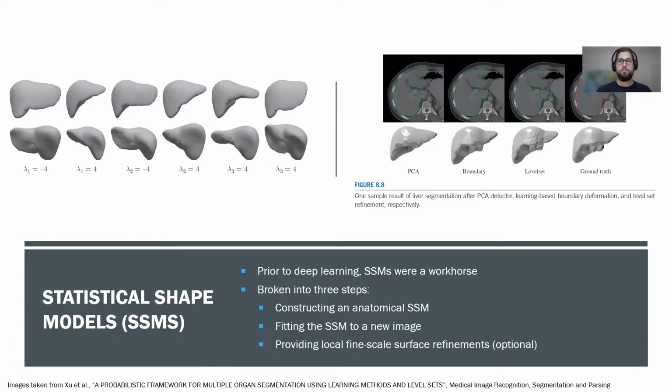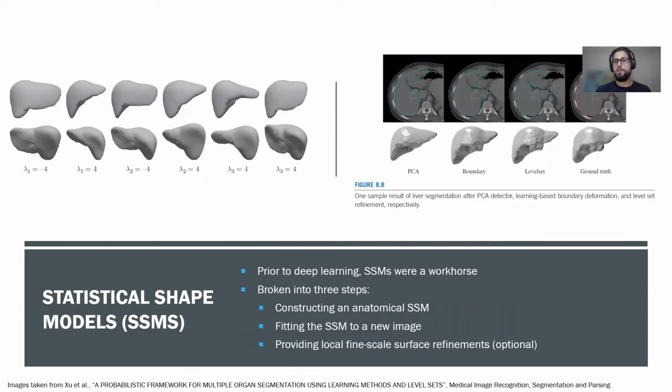Now, prior to deep learning, this philosophy was really predominant. In particular, there were techniques called statistical shape models. There are many other techniques, but statistical shape models were one of the workhorses prior to deep learning. The way that they work is that they break down the segmentation process into three main steps. First, they construct an anatomical statistical shape model, so they try to statistically describe the way shapes vary. Then they want to use that model, and the way they use it is they fit that model to a new image.